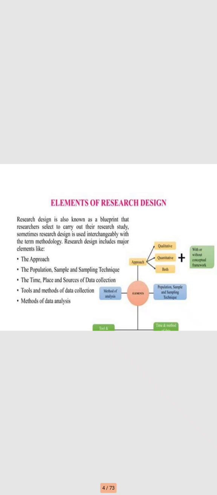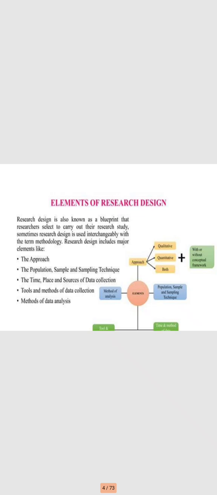Research design is also known as a blueprint that researchers select to carry out their research studies. Sometimes research design is used interchangeably with the term methodology. Research design includes major elements like approach, population, sample, sampling technique, time, place, sources of data collection, tools and methods of data collection, and methods of data analysis.